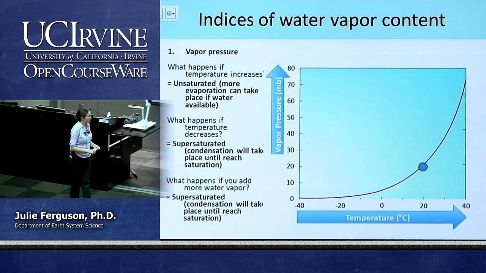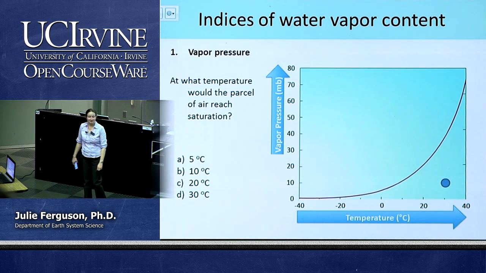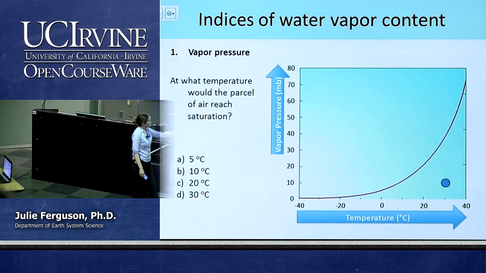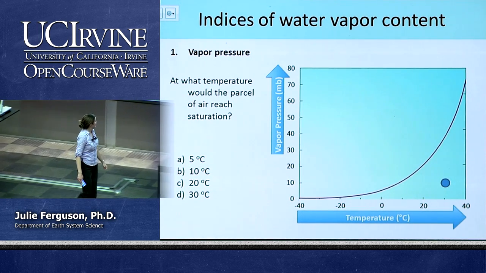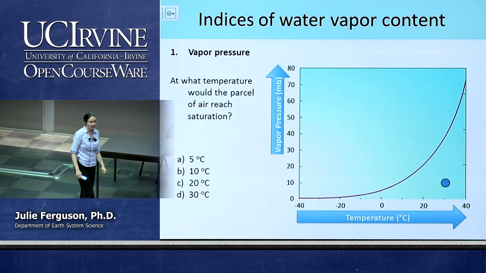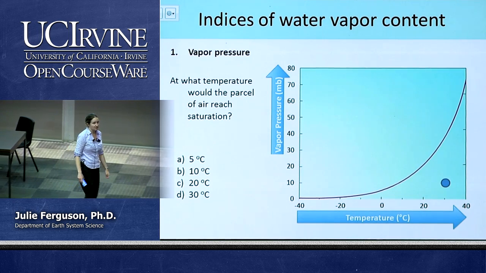So, at what temperature would the parcel of air on there, so it's sort of at 30 degrees Celsius, about 10 millibars of vapor pressure, at what temperature would that parcel of air become saturated?